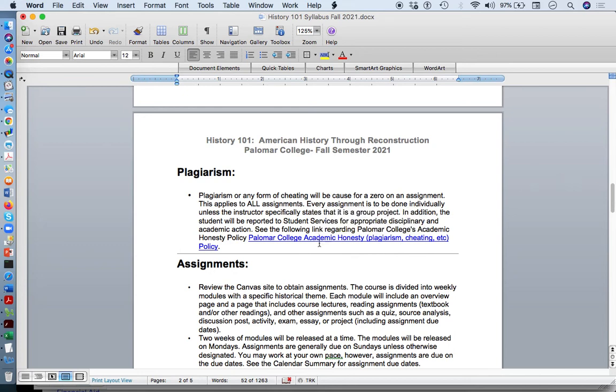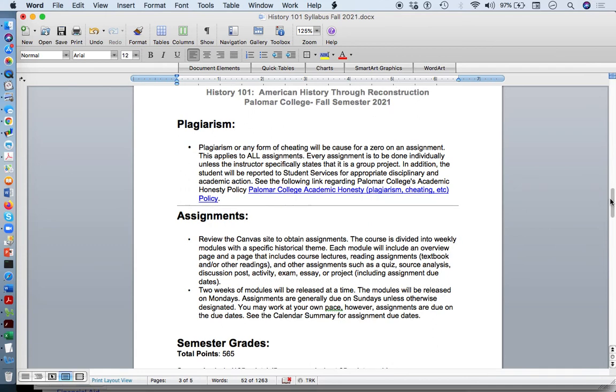So here is a link to Palomar College's academic honesty, and this can affect your entire academic career. So please be careful. And if you're concerned about plagiarism, please let me know. I am going to provide you some tools regarding plagiarism on the Canvas site, so you can at least have an understanding of what plagiarism is if you're not entirely familiar.